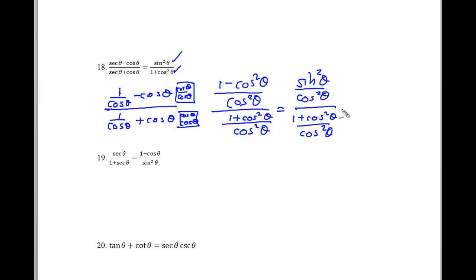Dividing fractions, you skip, flip, and multiply. So instead of dividing this one by this one, we're going to multiply by cosine squared theta over 1 plus cosine squared theta, because this bottom fraction flips up to the top. These simplify to make 1, and then we have our established identity of sine squared theta over 1 plus cosine squared theta.